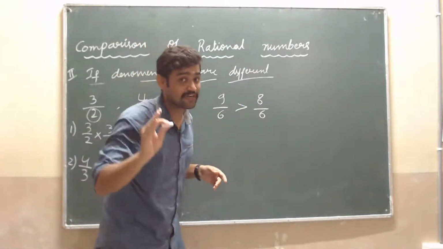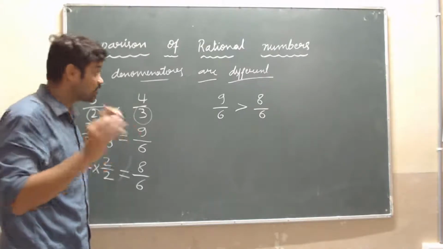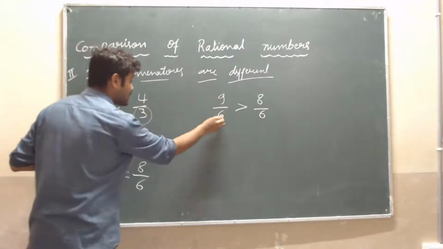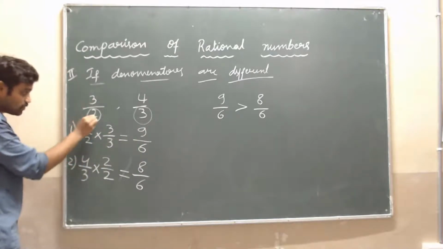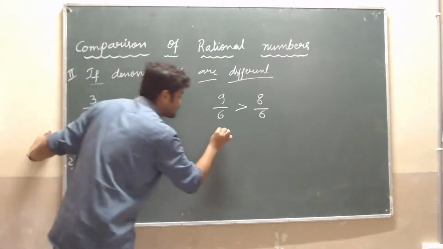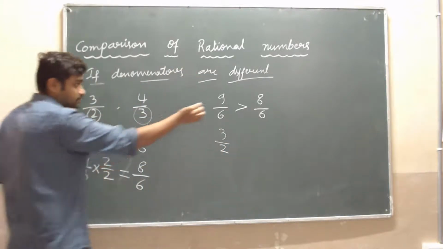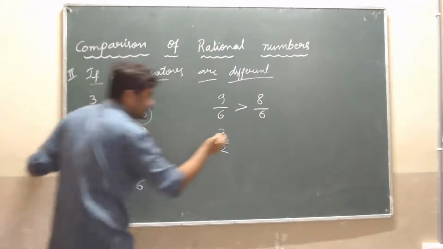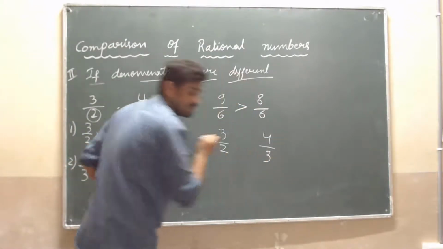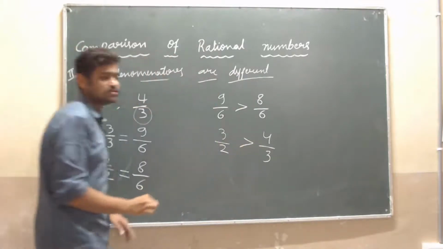Sir, but the question is different. What is that? That is 3 by 2 and 4 by 3. Okay, now 9 by 6 is the answer of 3 by 2, so I will write 3 by 2 here. Then 8 by 6 is the answer of 4 by 3. Then directly we can use this symbol.